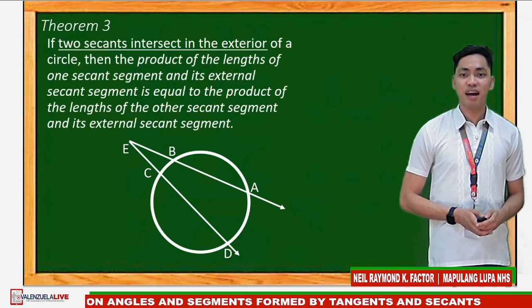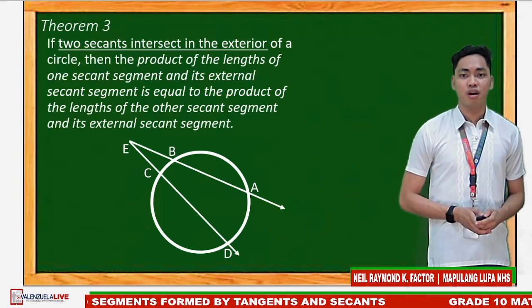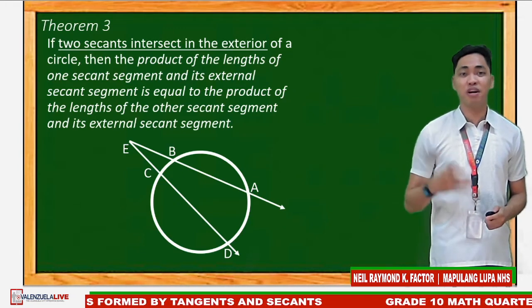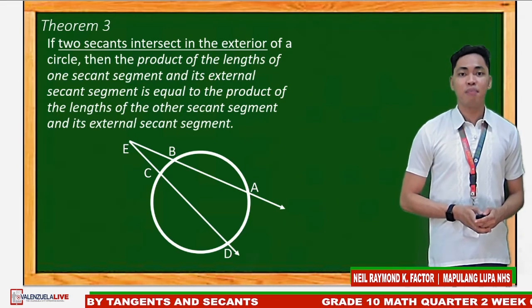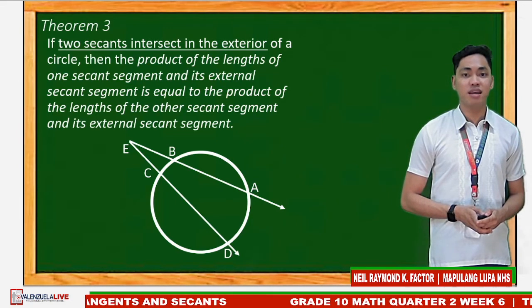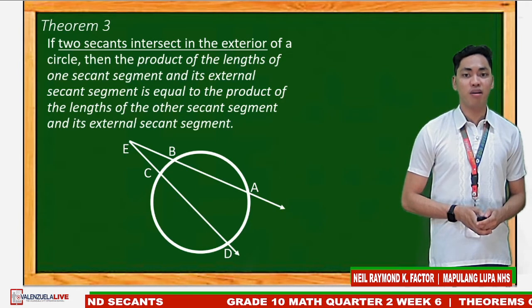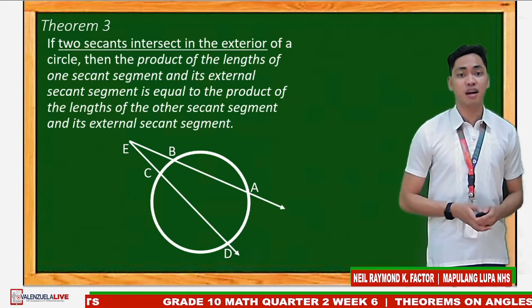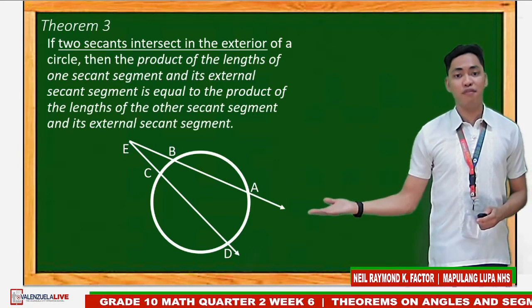If two secants intersect in the exterior of a circle, then the product of the lengths, let me repeat that. If two secants intersect in the exterior of a circle, then the product of the lengths of one secant segment and its external secant segment is equal to the product of the lengths of the other secant segment and its external secant segment. So for this theorem, we have this figure given.